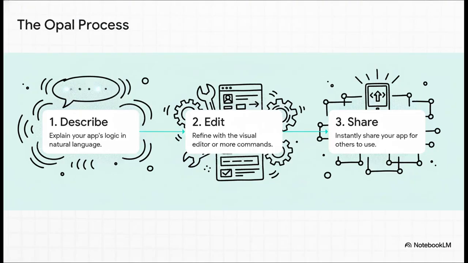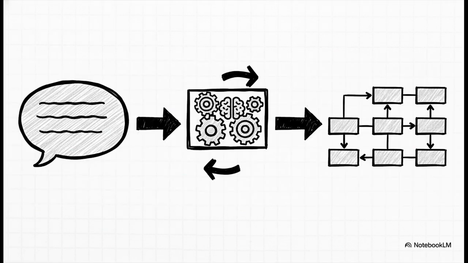The whole process is just beautifully simple. First, you just describe what you want your app to do. Seriously, just explain the logic like you're talking to a person. Second, you edit and refine it. You can do that with more plain English commands or by using a visual editor. And finally, you share it instantly. That's it.